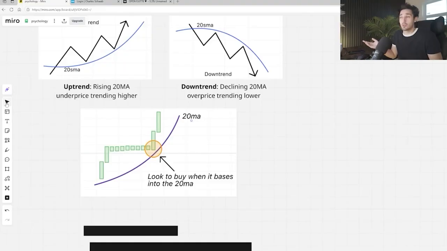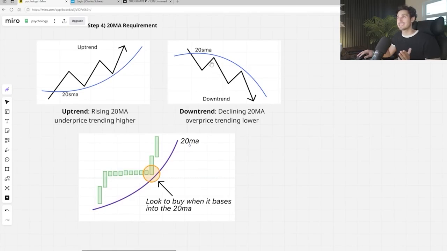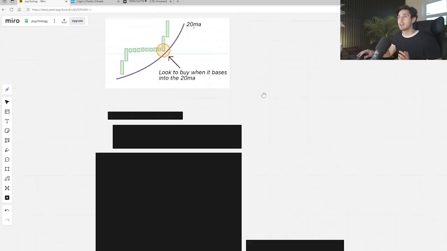This is literally the only indicator I really use: the 20 period moving average and the 200 period moving average. Now, the 20 MA is crucial for this breakout pattern. So, very important. You want that rising 20 MA. You want to see it consolidate into that rising 20 MA, or if it's a downtrend, you want to see it consolidate into the declining 20 MA.